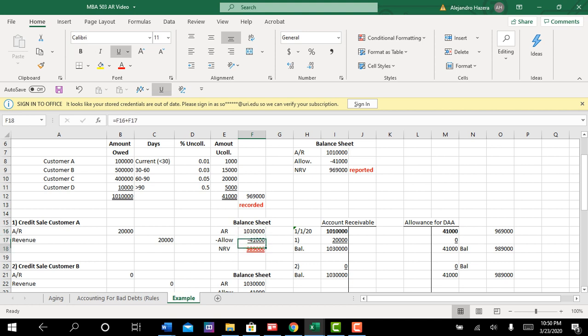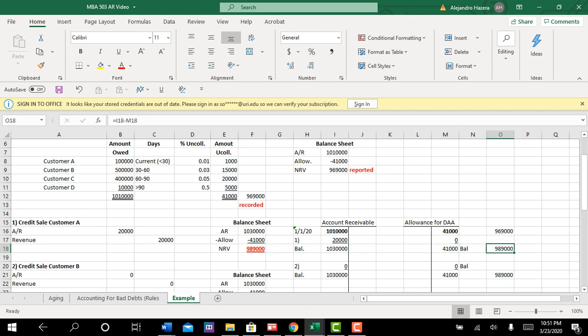Okay, here is a very important point. Whenever you make a credit sale, it's basically the same point, but from a different view. Whenever you make a credit sale, while your allowance does not change, the net realizable value of your accounts receivable changes. Notice that we started at $969. That's the amount that we initially reported on the balance sheet. And we came down and ended up with a new realizable value, $20,000 more, of $989.